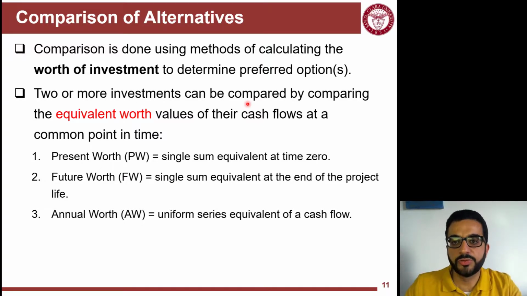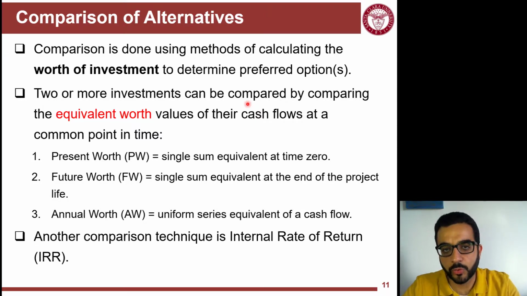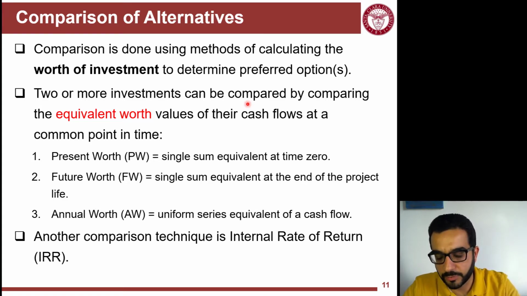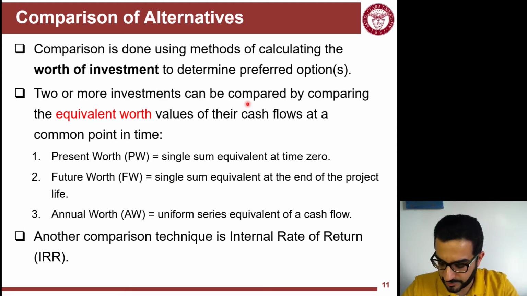There is also another way to compare between alternatives, which is not using the worth approach. We're using the internal rate of return approach. That's something we will cover in a different video. But typically, when you compare between alternatives by comparing their worth values, these values have to be in the same format, apples to apples, not like comparing present worth to future worth of two alternatives.